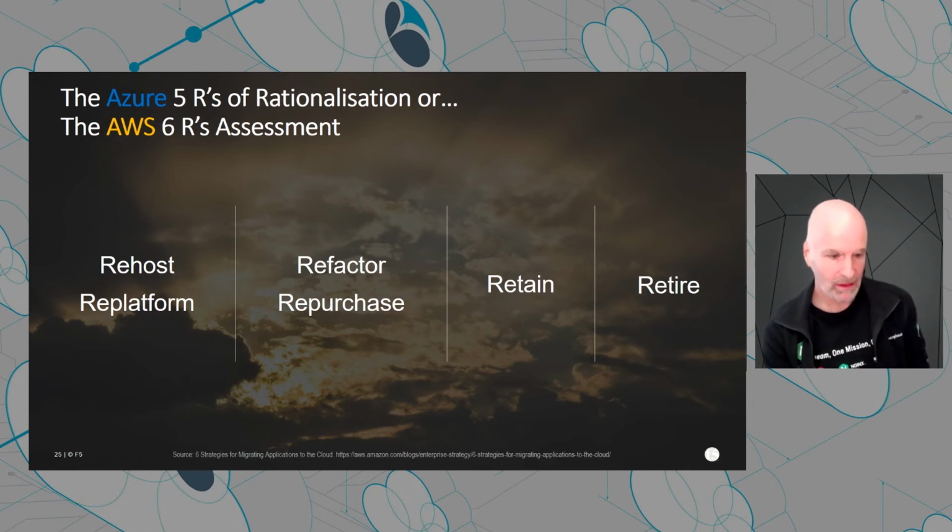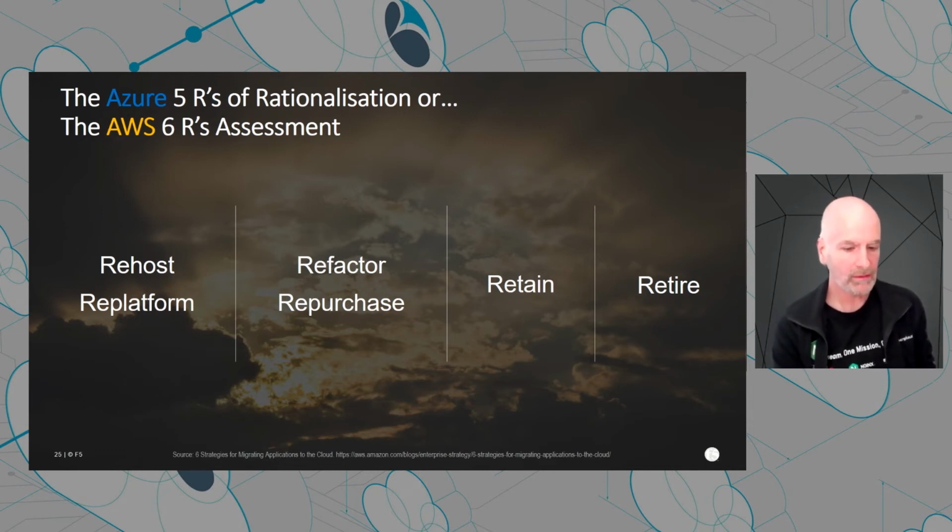Repurchase means that you may look to, rather than having your own application, maybe you'll look to leverage SaaS instead. Retain means that you'll keep it as it is and continue to run it where it's running today. And of course, retire means that you've determined that you don't need that application anymore. And that may be because during refactoring, you've added capability into an existing application, or maybe through repurchasing, the SaaS provider gives you more functionality and you can retire another application as a result.